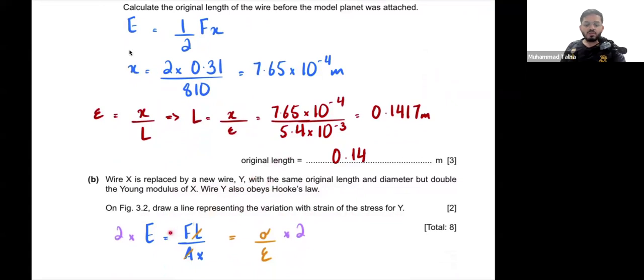So if I think about the Young modulus, that is FL over AX, L is the same, and diameter is the same, so A is also the same. So I really have differences in the F versus X part of the Young modulus. Now it's double the Young modulus.